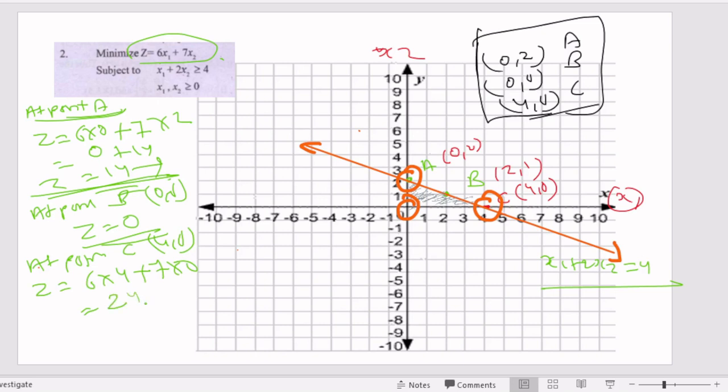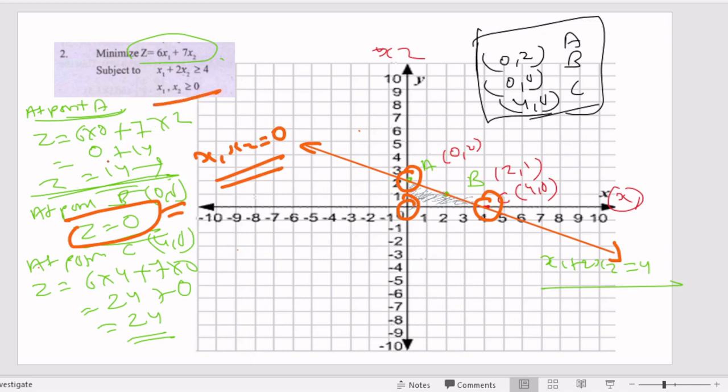6 into 4 is 24, 7 into 0, so it's 24. So which is the minimum one? As per this solution, you will say that okay, Z equal to 0 is minimum at 0, 0. But no, we cannot consider x1, x2 equal to 0. The condition says the same thing, right? So which one do you have to consider?